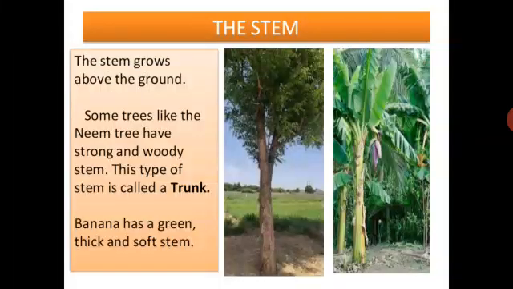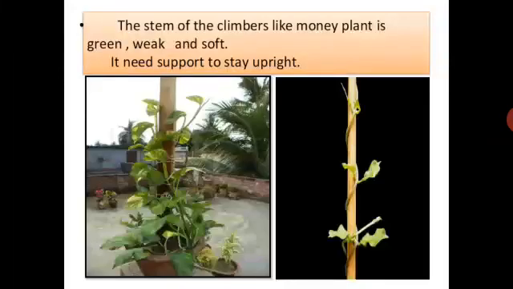Stems. The stem grows above the ground. Some trees like the neem tree have a strong and woody stem. This type of stem is called a trunk. When the stem is woody and strong, it is called a trunk. Banana tree has a green, thick and soft stem. The stem of climbers like money plant is green, weak and soft.